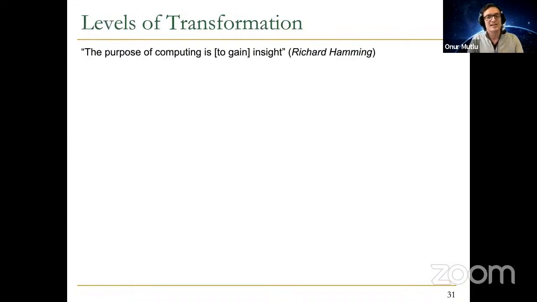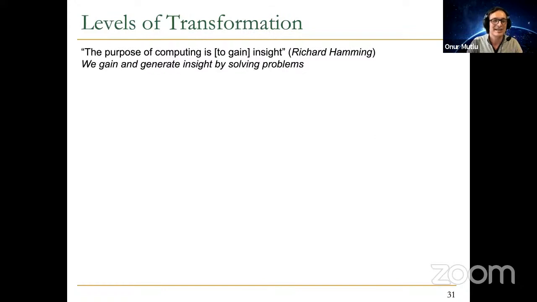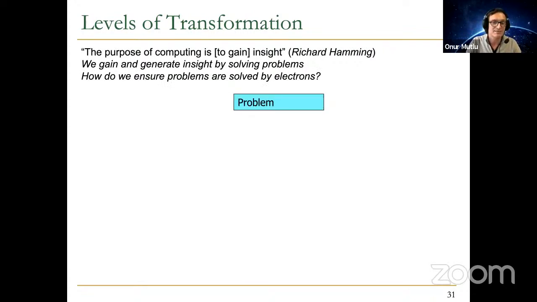Okay, so levels of transformation. Let me go into a little bit more of this. I'm not going to go into a lot of detail. Your books, actually, the recommended books cover the levels of transformation, especially the Patt and Patel book. As I mentioned, the purpose of computing is to gain insight. And this is Richard Hamming with his cat, as you can see over there. And we gain and generate insight by solving problems. The key question is, how do we ensure problems are solved by electrons? Essentially, that brings us to the transformation hierarchy. So let me go into a little bit more into the transformation hierarchy.